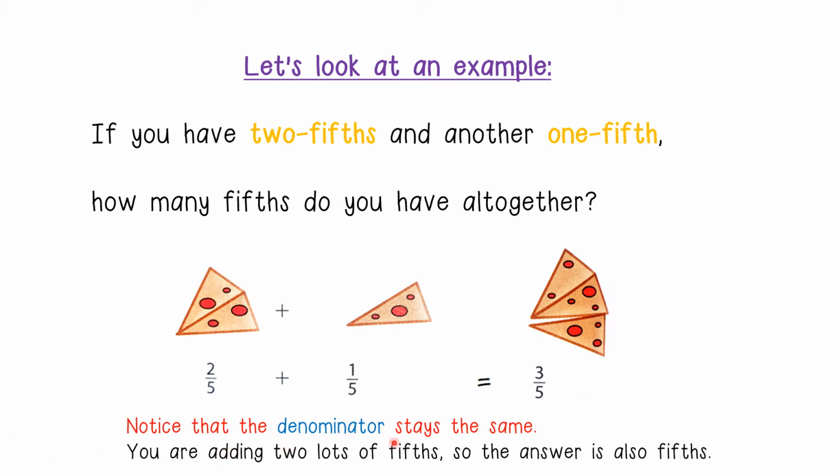Notice that the denominator stays the same and you are adding 2 lots of fifths, so the answer is also fifths. So our final answer is 3/5. In other words, 3 slices of pizza from a whole pizza.